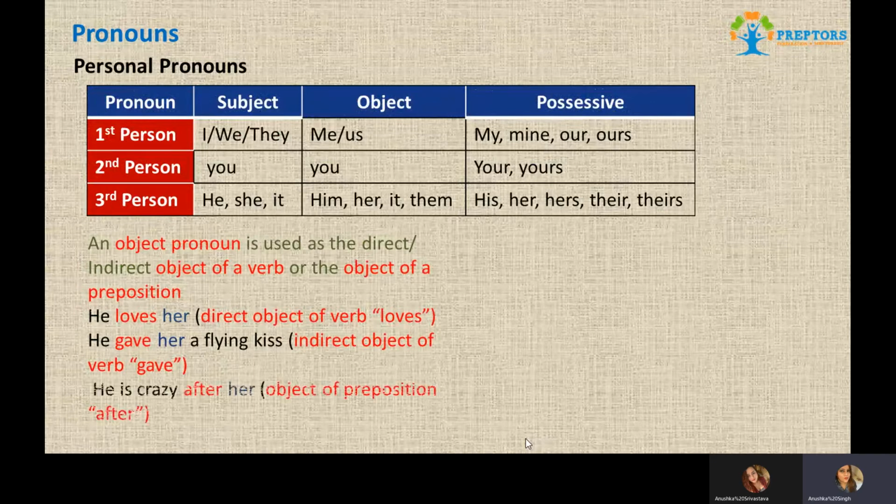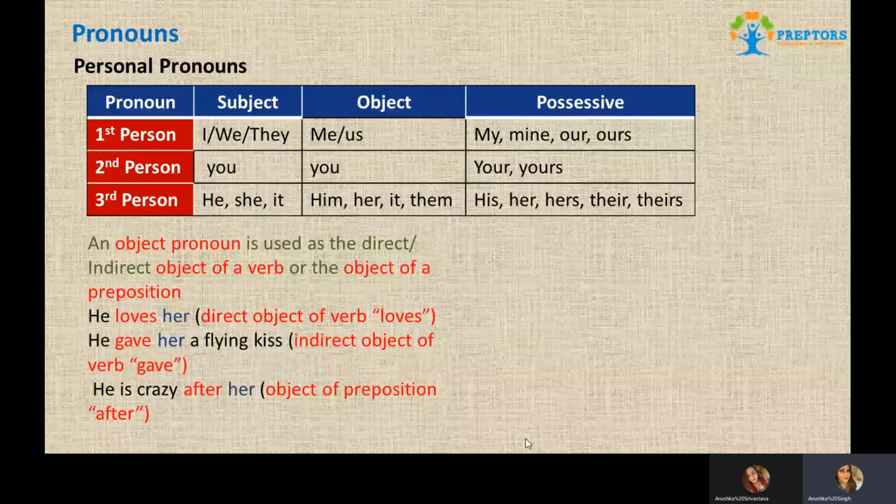If you have a preposition before the pronoun, then in that case, the pronoun becomes object of preposition. So, if I say he is crazy after her, you have an after here, and after is a preposition. So, her becomes object of the preposition. I hope you all are clear with subject and object cases. Now let us move to possessive.